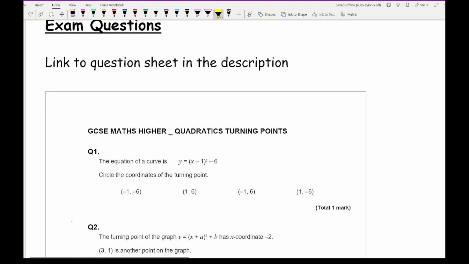So again, looking at this, the x-ordinate will be the value of x that makes the bracket equal to 0. So that's going to be positive 1. And the number at the end is minus 6. So we're looking for the coordinate (1, -6), which is our last option.